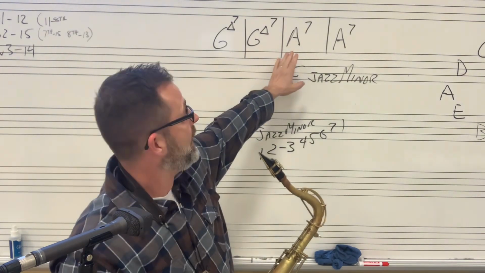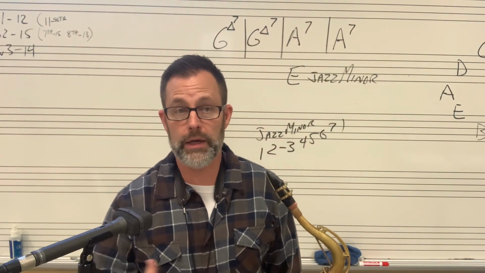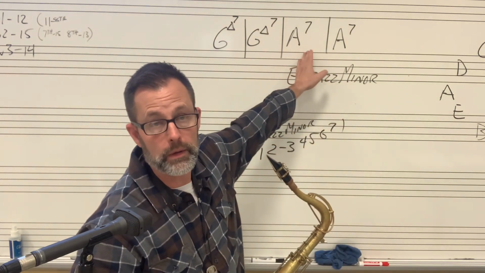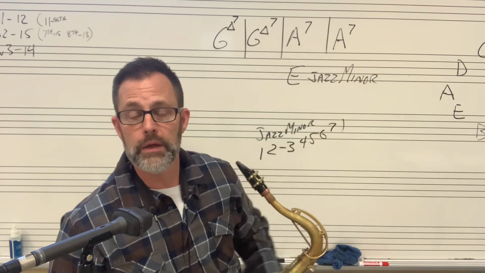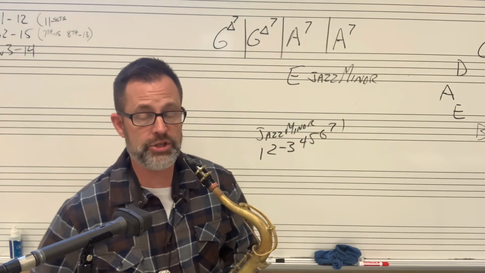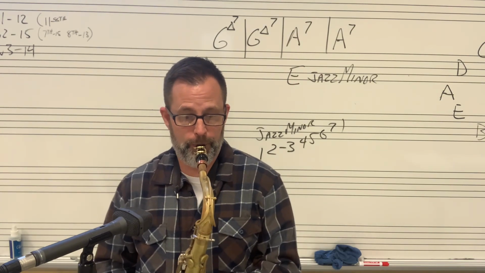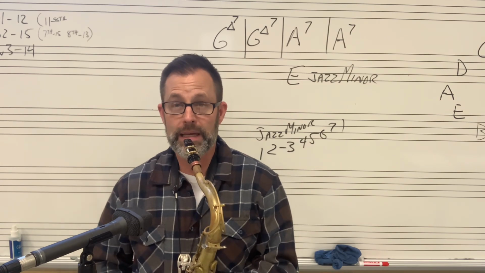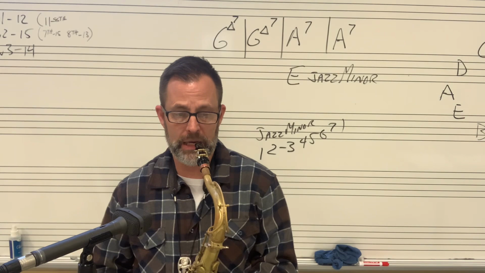major 7, A7, A7. Now, the implication, and this is implied on Take the A Train as well, whenever you have a 2 dominant chord, you can imply a sharp 11 as well. So if I was arpeggiating, here's my G major 7, up to the 9. Here would be my A7 with, I'll put the sharp 11 in. I'll show you what I mean.